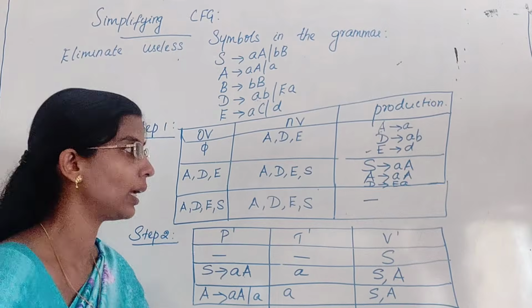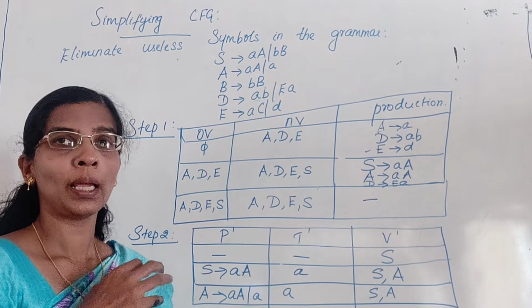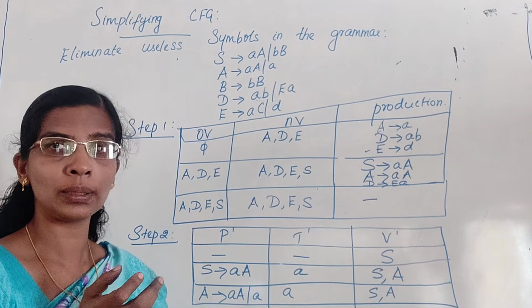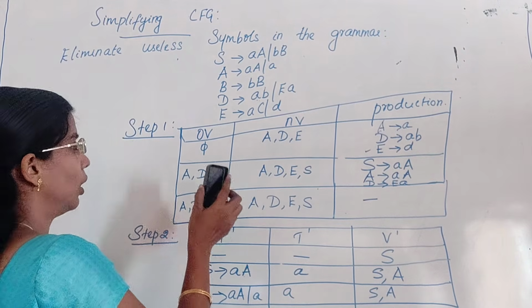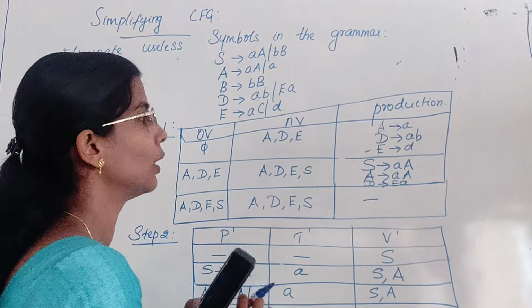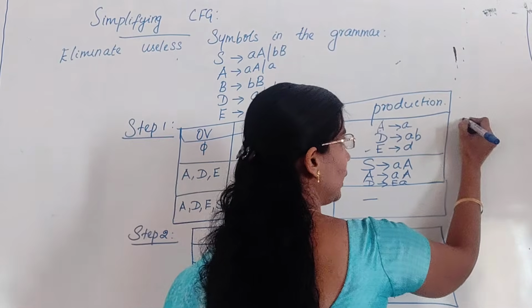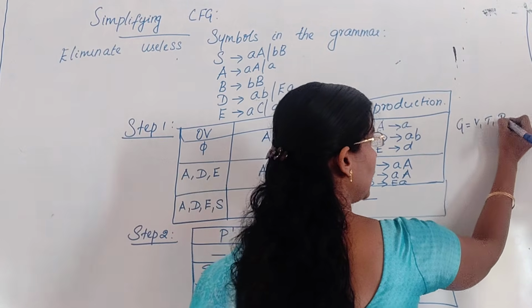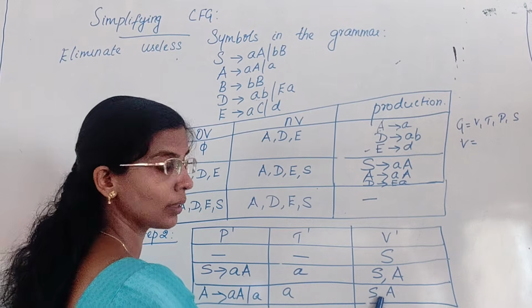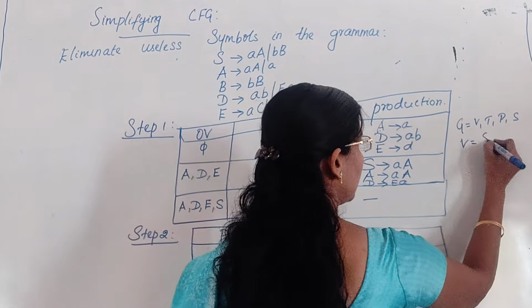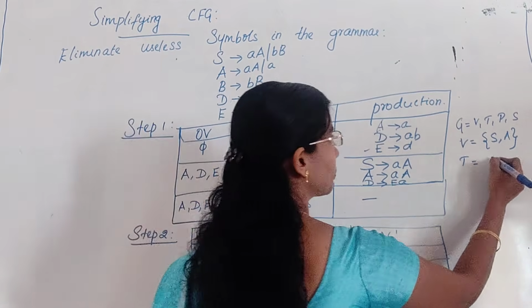How will you conclude the final answer? What am I doing? I am simplifying the given context-free grammar. That is, I am eliminating the useless symbols and productions from the given context-free grammar. I have to conclude with my grammar. G is equal to V, T, P, S. What are the variables? See this step and write. See the final row. It is S, A. What are the terminals? Only small a.